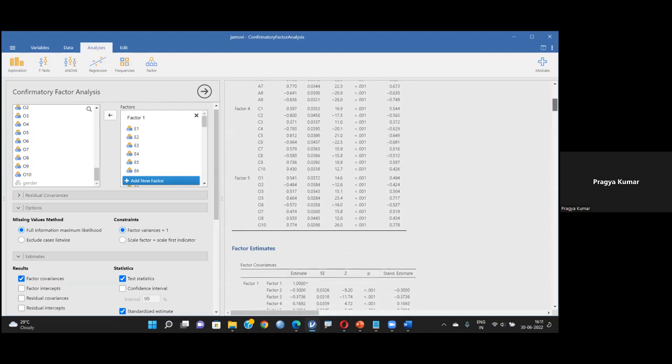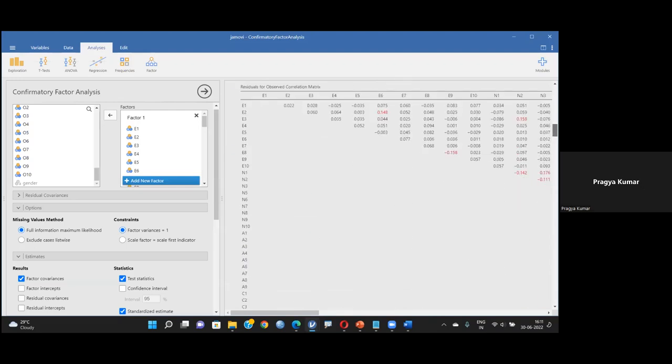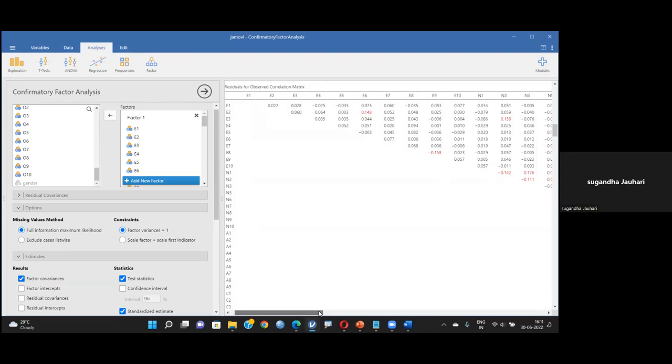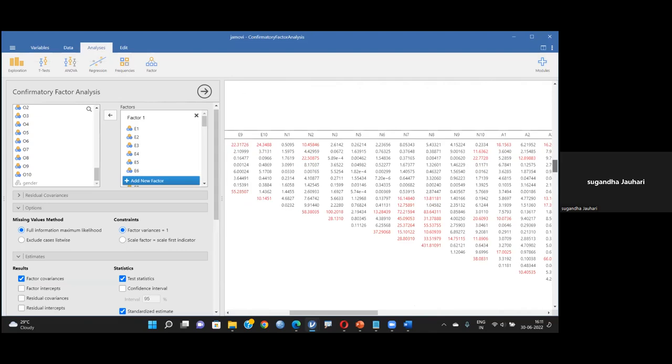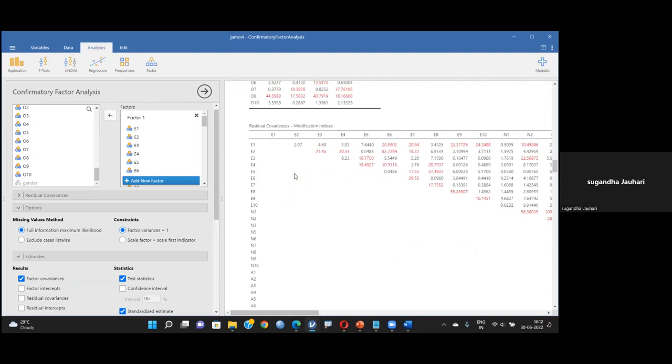Okay, yes ma'am, I'll just show you. So you wanted this one, right? One minute, ma'am. Can you see my screen? Yes, ma'am, I can see your screen. So basically, this is a huge table, far below, I think, not this one. No, ma'am, the residual covariance is below that. This one, ma'am, I think. Yes, ma'am. Residual covariance, this one you were saying, right? Yes, ma'am.